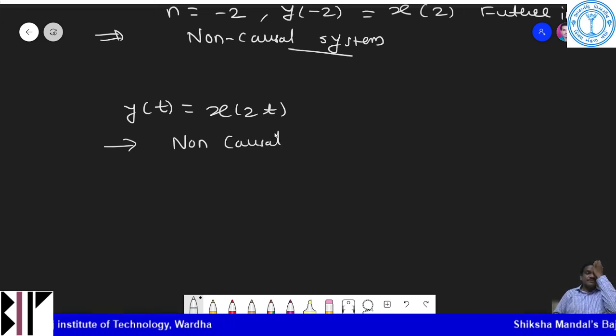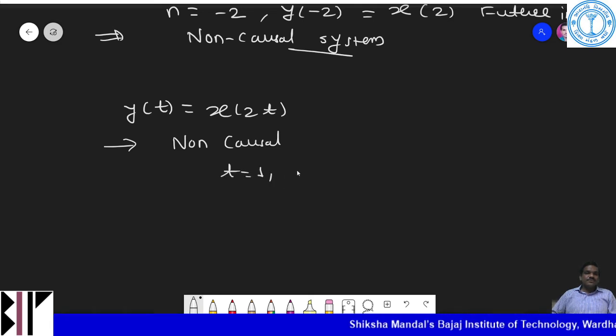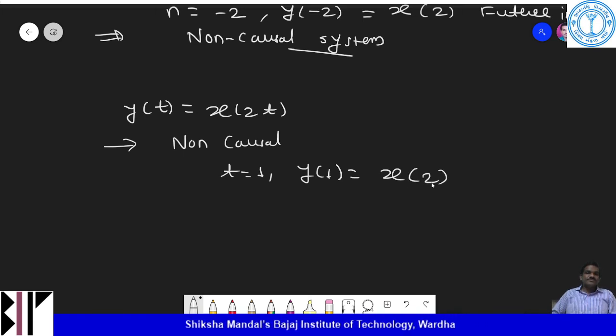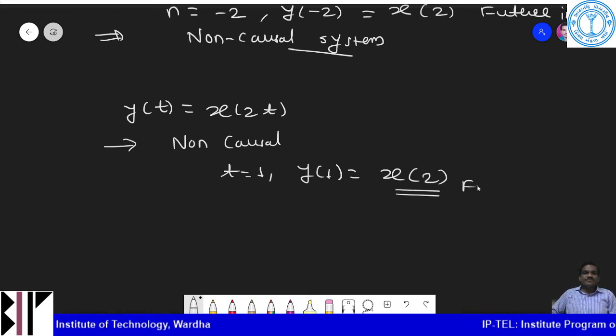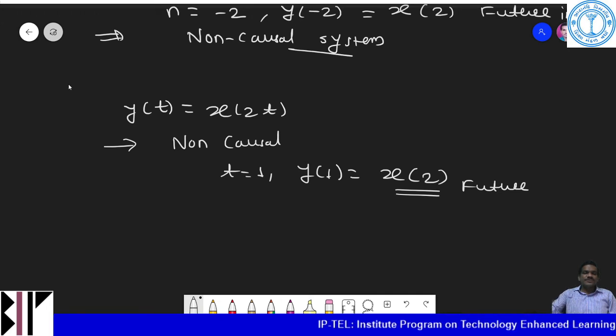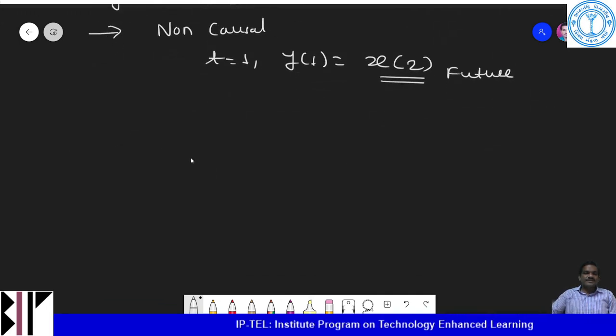Why? Because when we put t is equal to 1, y of 1 is equal to x of 2. What is x of 2? It is nothing but the future input. So the system is non-causal. Let's take another example.